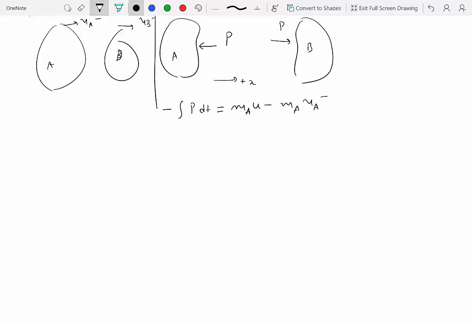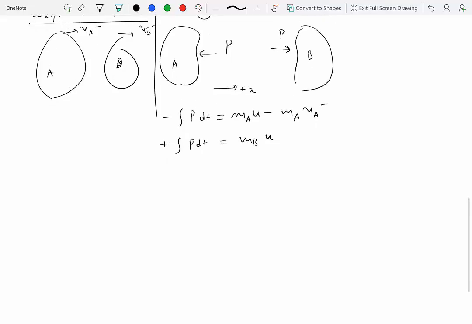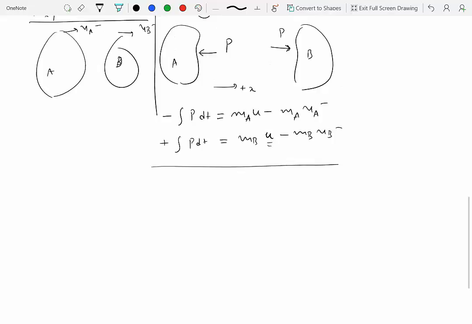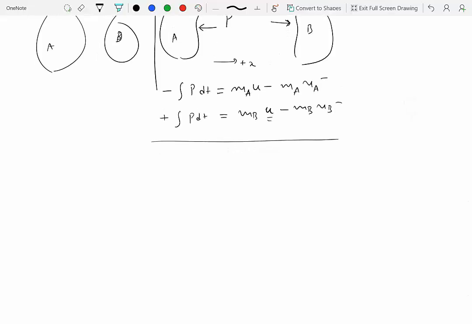You can write a similar equation for B. So this will be plus integral p dt, because p is pointing towards plus x, equal to mass of B times its common velocity u minus mB VB minus, right? Now from these two equations, we can actually determine what this common velocity is, right? So how should we solve for this? We can add these two quantities together, or we can subtract them, right? So we're looking for u.